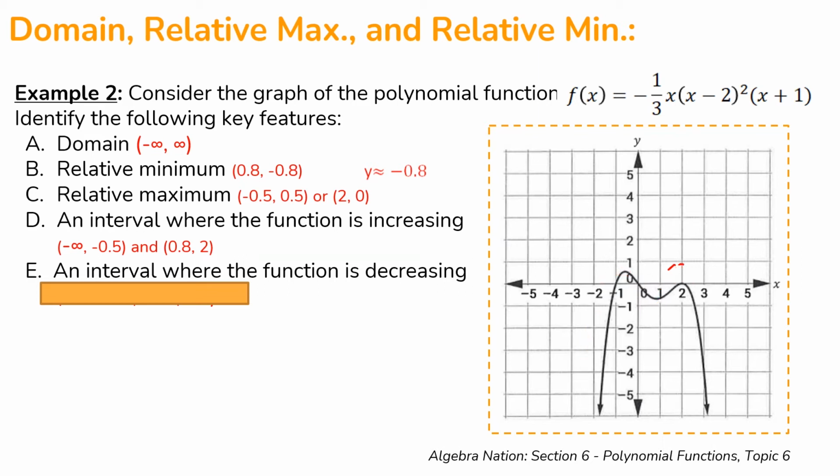an interval where the function is decreasing, so where it's going down from left to right, and so right here, negative 0.5 to 0.8, so here to here. That graph is going down, and then 2 to positive infinity, the graph is going down. And so we have analyzed this graph by looking at the relative minimum, maximum, and the intervals where it is increasing and decreasing.